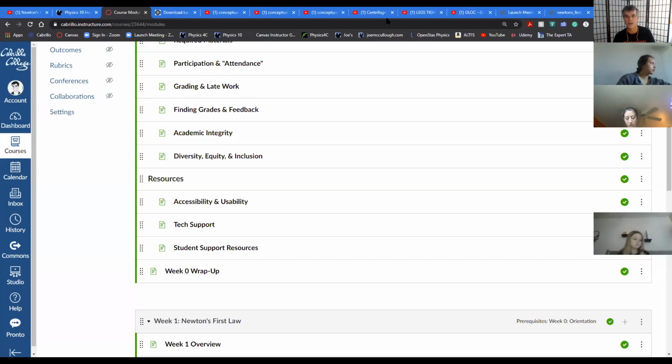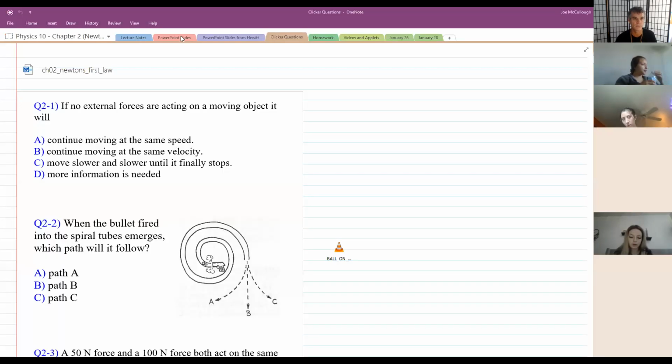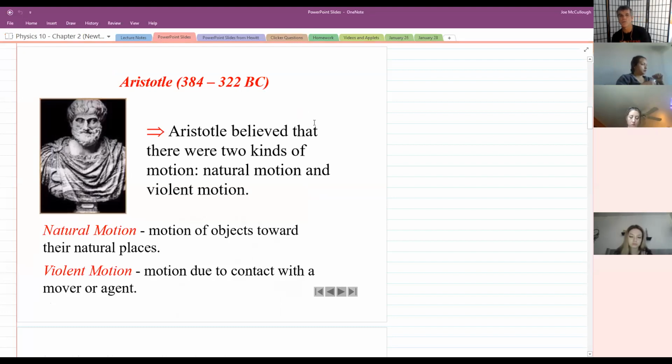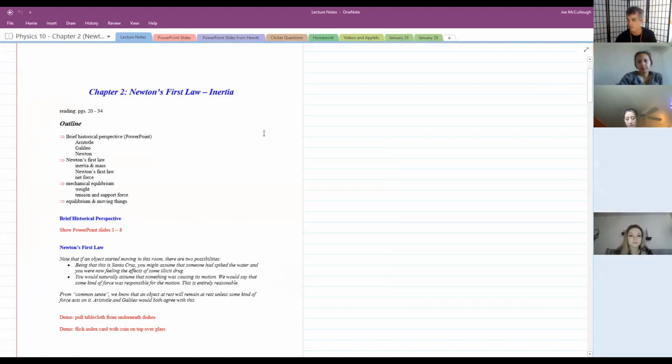Okay, so let me stop this share. I'm going to share a screen again and go to OneNote. Okay, can everybody see my OneNote right here? Somebody give me a thumbs up. Yes, okay, thank you. Okay, so I'm gonna start. Let's just look at what we're gonna be covering. Let me turn this on.